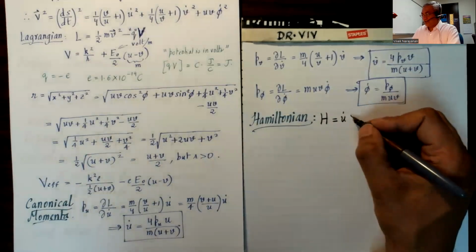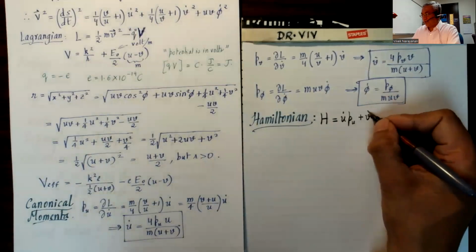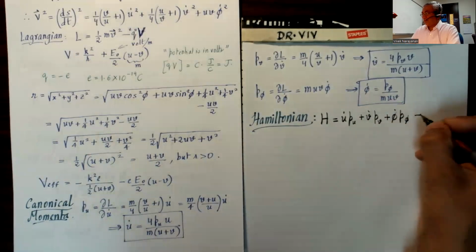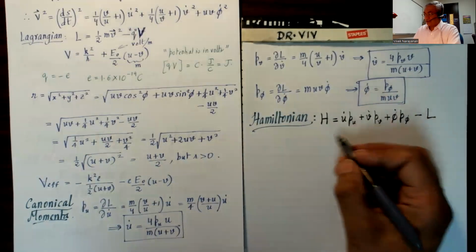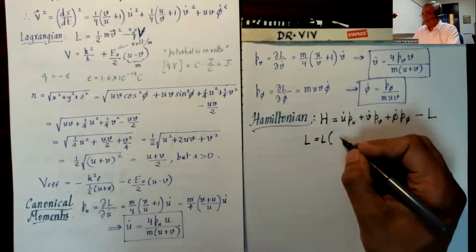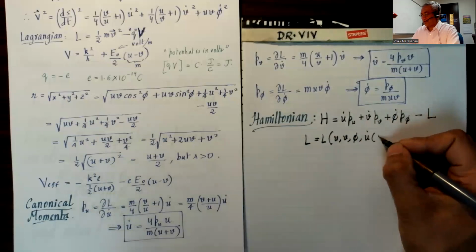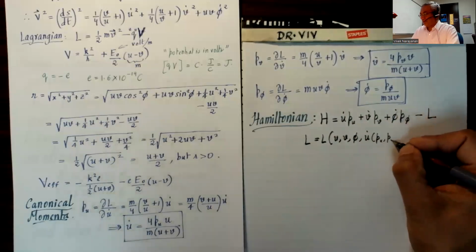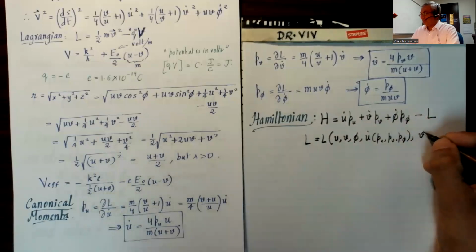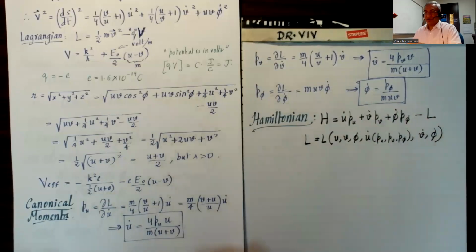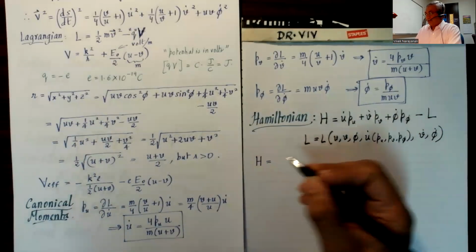So it's u dot pu plus v dot pv plus phi dot p phi minus the Lagrangian, with the Lagrangian moreover written as a function of u, v, phi, and u dot as a function of pu, pv, p phi, and similarly v dot and phi dot as functions of pu, pv, and p phi. I'm not writing that. The Lagrangian is not a function of time, so we won't bother writing that. So that's the scope of our task. So let's write down the Hamiltonian.